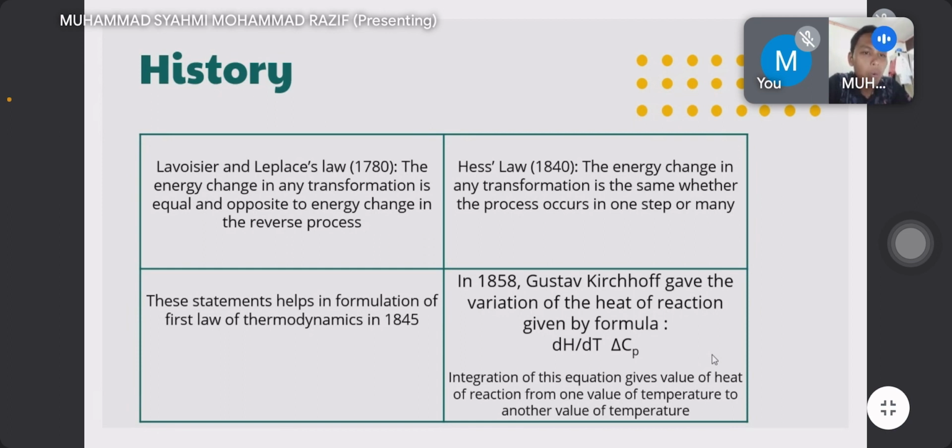Lastly, in 1858, Gustav Kirchhoff gave the variation of the heat of reaction by the formula dH/dT = ΔCp. Integration of this equation gives the value of the heat of reaction from one value of temperature to another value of temperature.